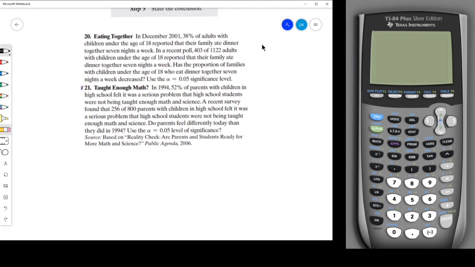In December 2001, 38% of adults with children under the age of 18 reported that their families ate dinner together 7 nights a week. In a recent poll, 403 out of 1,122 adults with children under the age of 18 reported that their families ate dinner together 7 nights a week. Has the proportion of families with children under the age of 18 who eat dinner together 7 nights a week decreased? And use an alpha of 0.05.